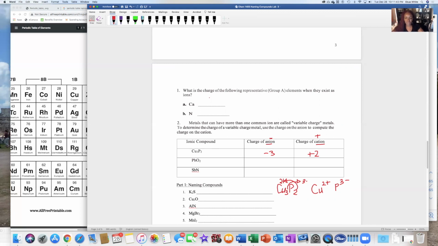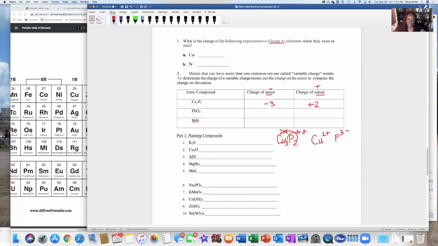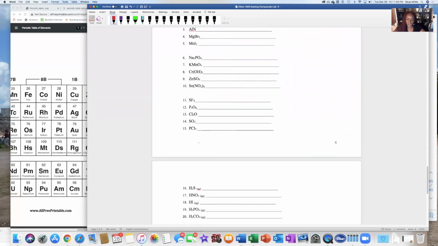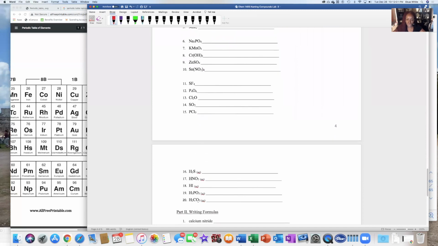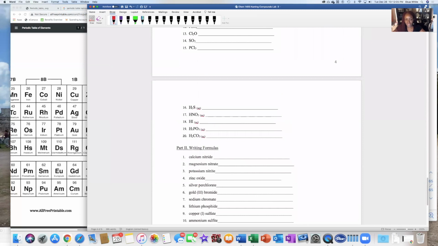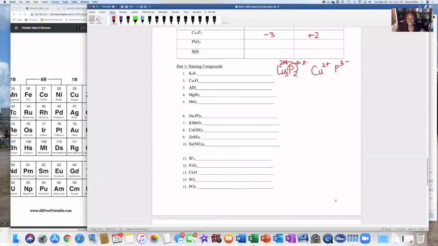This part I think is very easy to finish because you're writing the charge based on the group number. And these are all group A elements, so they'll have a particular charge, a fixed charge all the time. Okay, when it comes to naming the compounds, I'm only going to do this first part for you. I want you guys to go all the way to 20. You know what, I'll be generous. I'll go all the way to 20 in labeling the compounds.